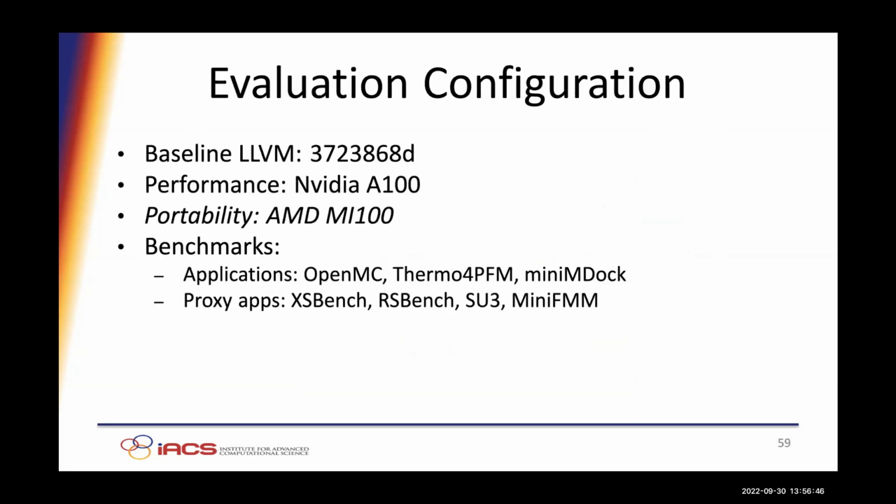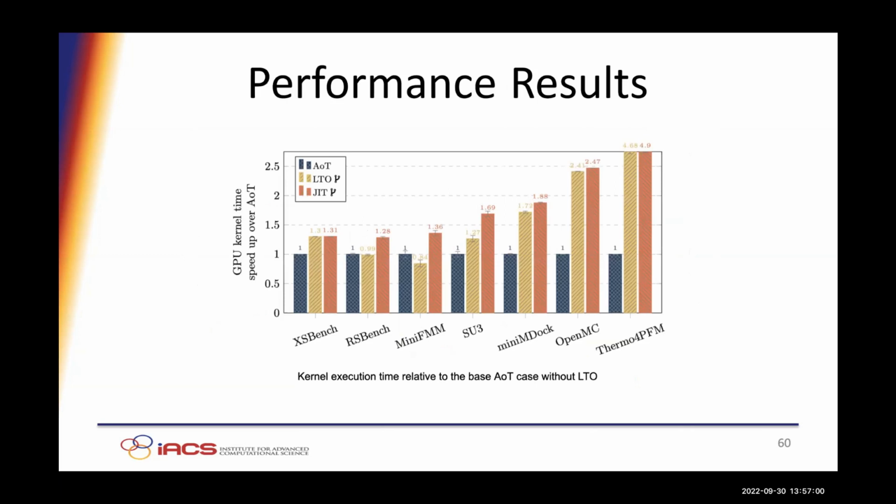Let's take a look at the evaluation. We use the same configuration as LTO, which Joseph introduced before. Moreover, we also use an AMD MI100 system to test the portability. This figure shows the kernel execution time relative to the base ahead-of-time compilation. The LTO part has already been covered, so let's just focus on the JIT part.